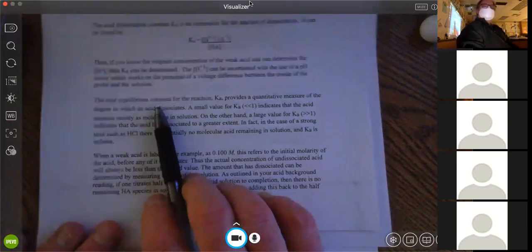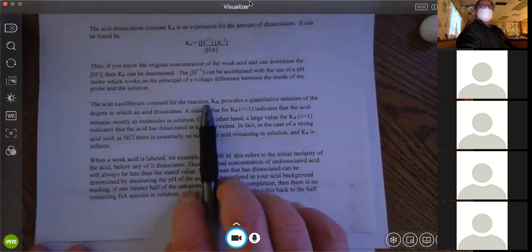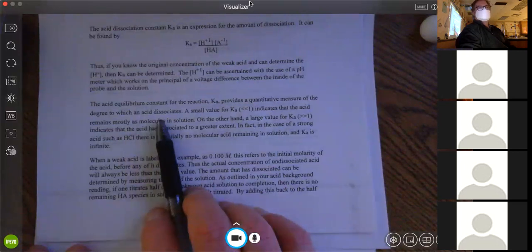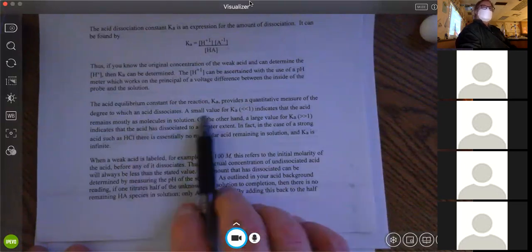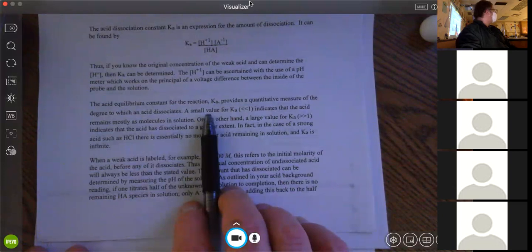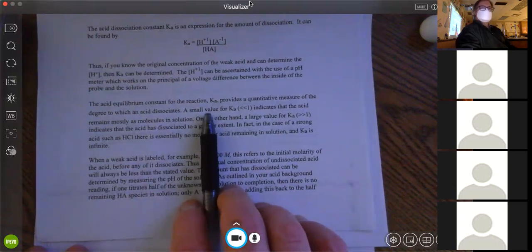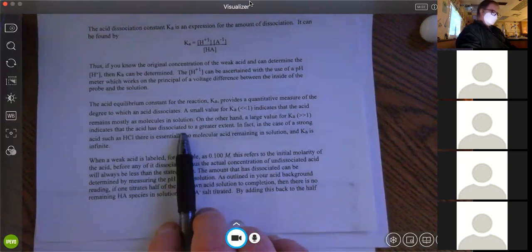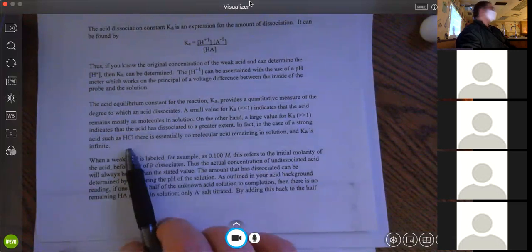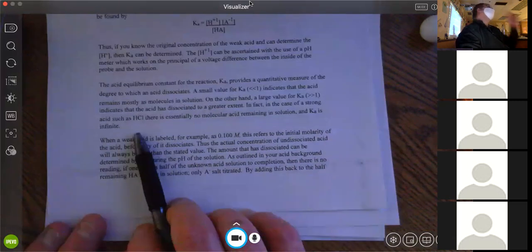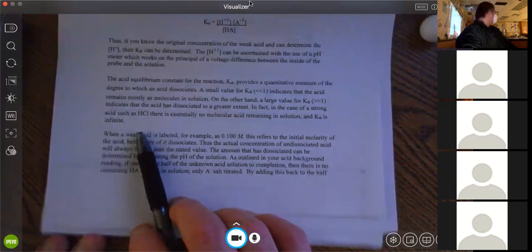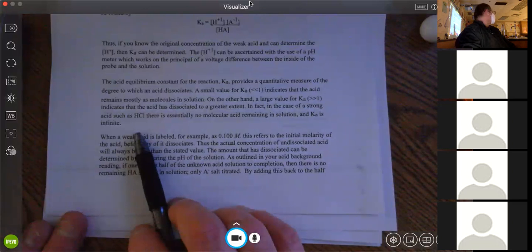Acid equilibrium constant for the reaction is the Ka. It provides a quantitative measurement of the degree to which the acid dissociates. So if Ka is small, it means that the acid does not dissociate. It does not give up that hydrogen ion easily. If it's big, it indicates that the acid dissociates quite well. Now keep in mind our strong acids, HCl, HBr, HI, and then the ones like sulfuric, nitric, and perchloric.